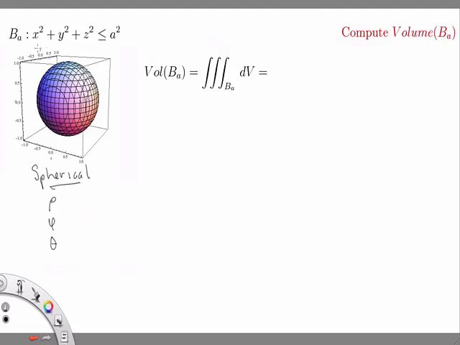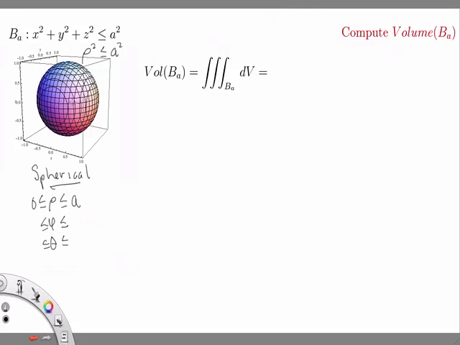Now this inequality can be rewritten as rho squared is less than or equal to a squared, because rho squared is x squared plus y squared plus z squared. So that means our rho bounds are really going from the origin, which is rho equals 0, out to the boundary, which is rho equals a. So rho goes from 0 to a.